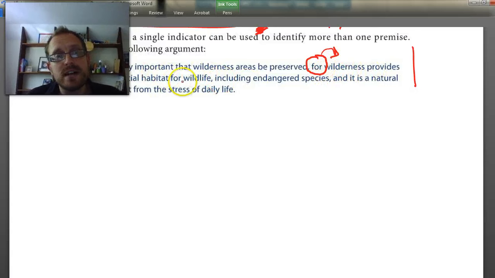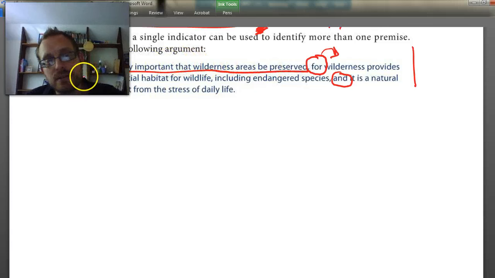For wilderness provides essential habitat for wildlife, including the endangered species. And look, here we have another term, and. It is a natural retreat from the stresses of daily life. So what we see here is that this first statement, it is vitally important that wilderness areas be preserved. This is the conclusion, actually. Well, let's put C1 for conclusion.